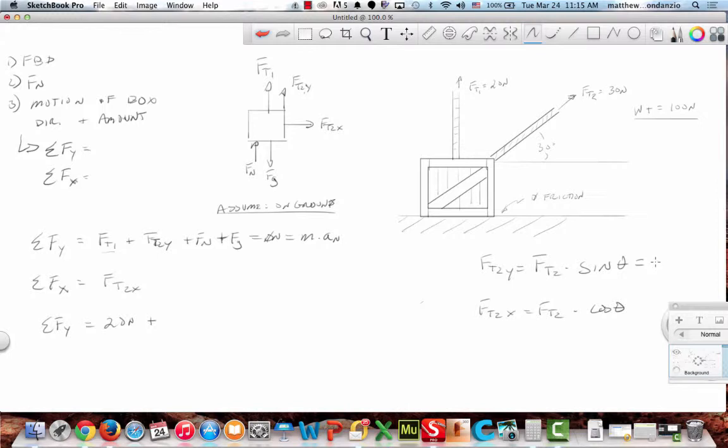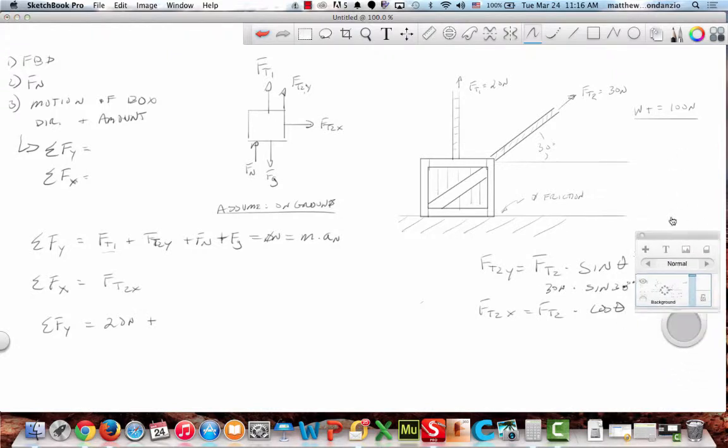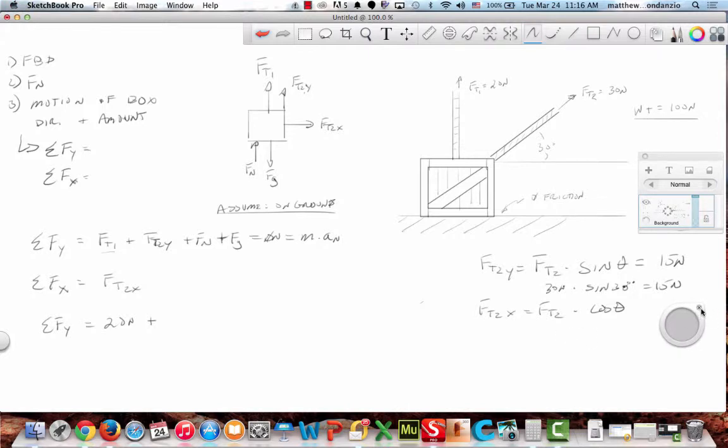So you've run the numbers. What does Ft2y equal? 15 newtons, right? It's 30 newtons times the sine of 30 degrees, equals 15 newtons. What's my Ft2x equal? So it's 30 newtons times the cosine of 30 equals what? 15 root 3 what? Newtons.